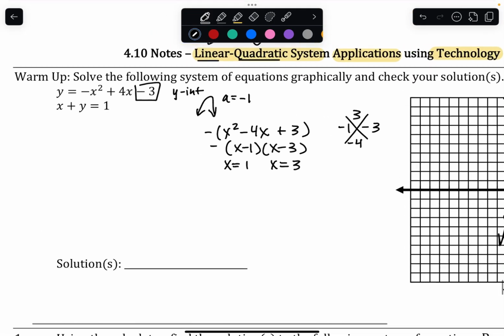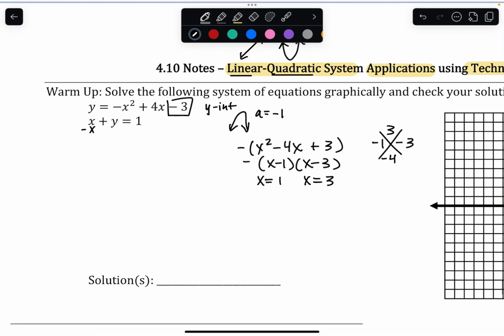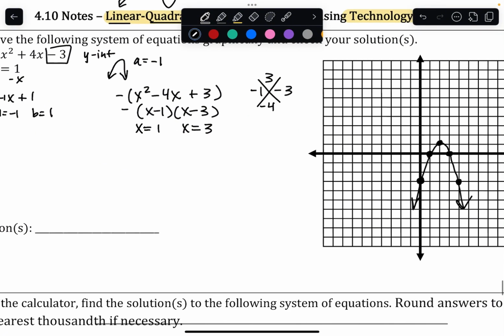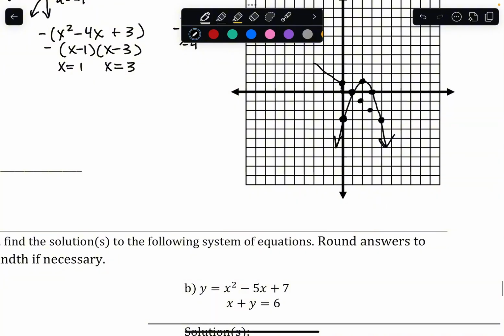For the linear function, we need to move the x to the other side to get mx plus b. That means my slope is negative 1 and my y-intercept is positive 1. Starting with the y-intercept, the slope of negative 1 would be down 1, right 1. There's one of our solutions. Down 1, right 1, down 1, right 1, and there's our other solution. We can connect our line, and the solutions are the ordered pairs where these functions intersect. So we have two solutions.